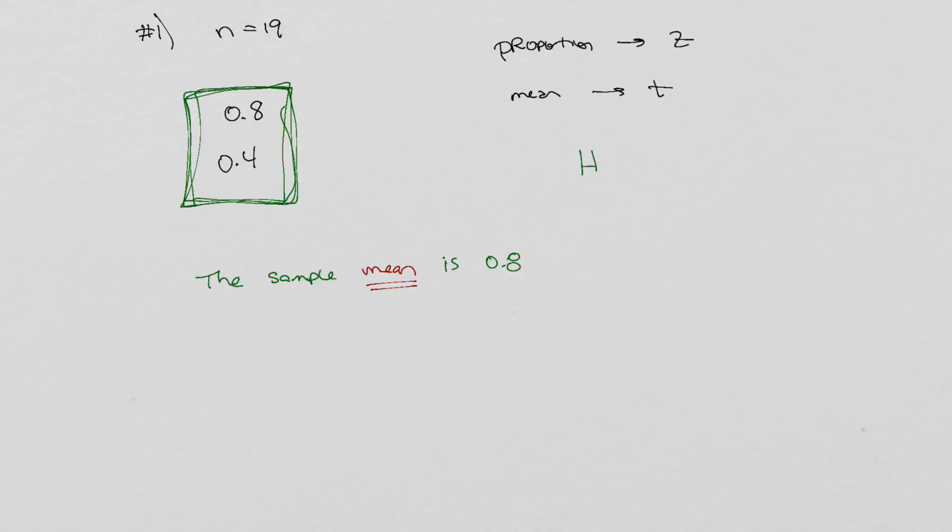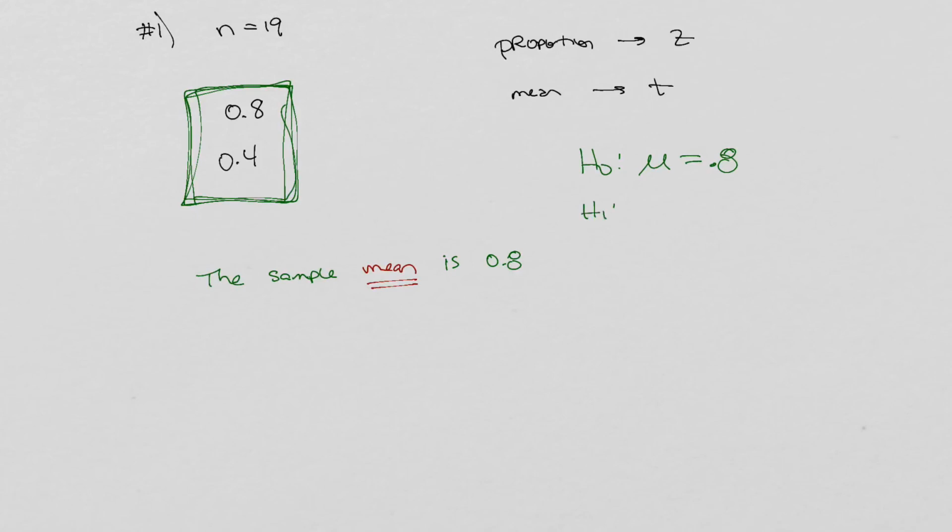So for this one, the null hypothesis would be that mu equals 0.8, and the alternative hypothesis, if we're trying to see if it's smaller than that, would be that mu is less than 0.8. So again, just something off the top of my head I wanted to show you. Make sure you read through and know whether you're talking about a proportion or a mean. The numbers really don't indicate it. Just read through it and see how it's presented in the problem.